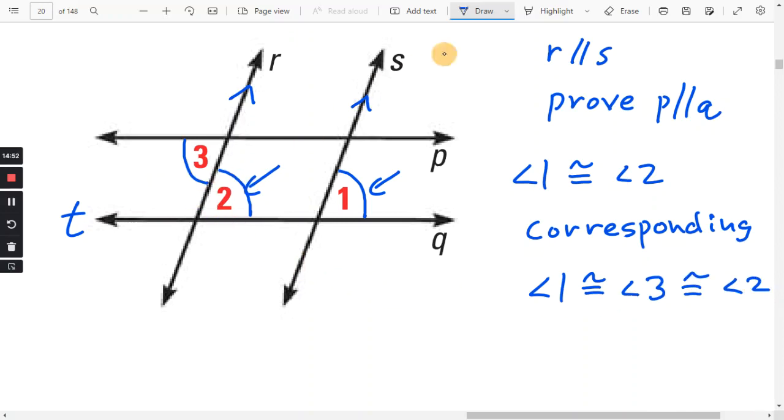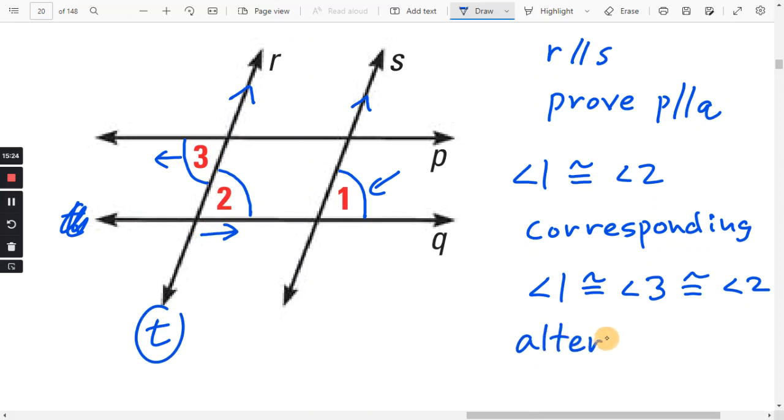And as a result, now instead of using Q as a transversal, we'll use R as the transversal that cuts through P and Q. These are both on the interior. 3 is on the left of the transversal, and 2 is on the right of the transversal. So those are alternate interior. And they are congruent.